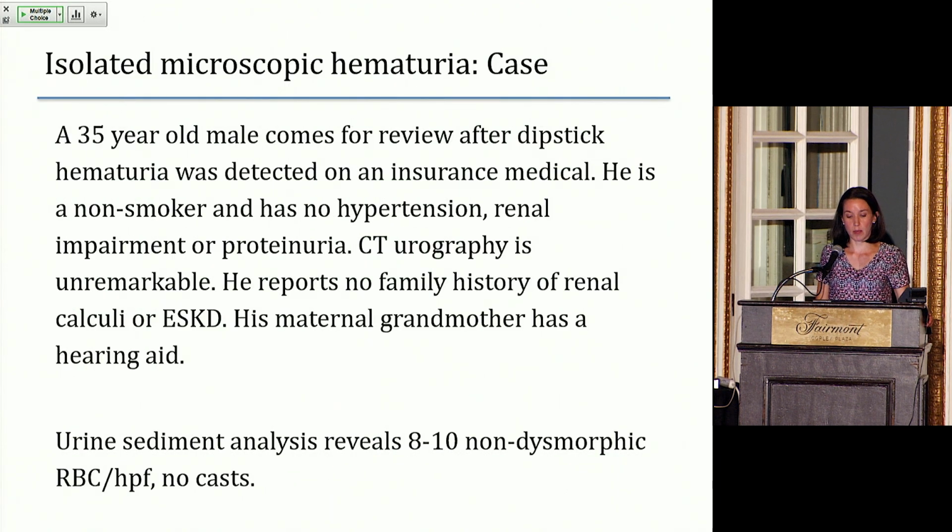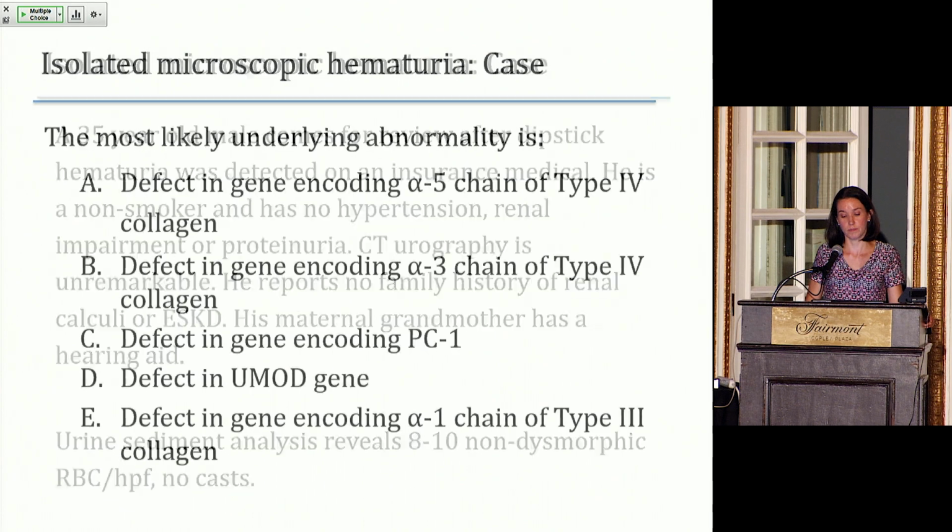Okay, so let's go through a couple of cases. So we have a 35-year-old male who comes to review after a dipstick hematuria was found on an insurance medical. He's a non-smoker with no hypertension, renal impairment, or proteinuria. You CT'd him and it's negative. He has no family history of note. He has a grandmother with a hearing aid. So his urine sediment analysis shows 8 to 10 non-dysmorphic red cells per high-powered field with no casts.